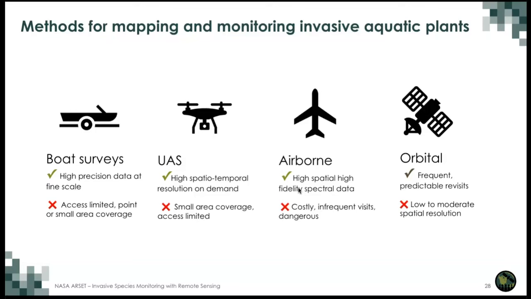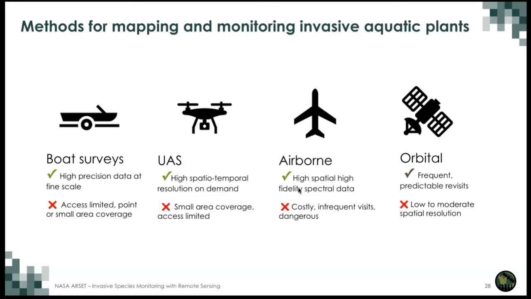The second way that we can monitor these is through remote sensing. And there are three main remote sensing platforms that we can use to map and monitor invasive aquatic plants. There are unmanned aerial systems or drones, and these provide high spatial resolution and on-demand temporal resolution. On-demand meaning you can go fly whenever you want to fly. However, because they provide such high spatial resolution, they cover a relatively small area, and you still have to be able to launch them from a point that is relatively close to the area of interest. So your access is still limited in terms of coverage.